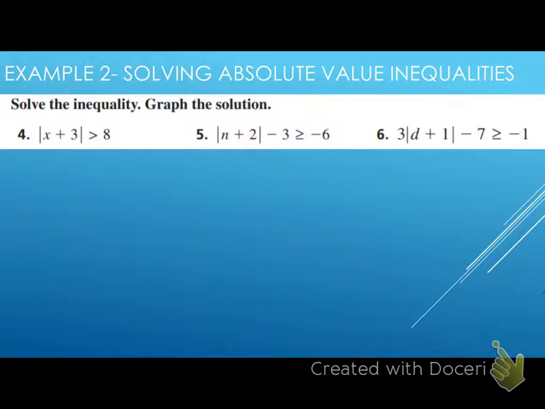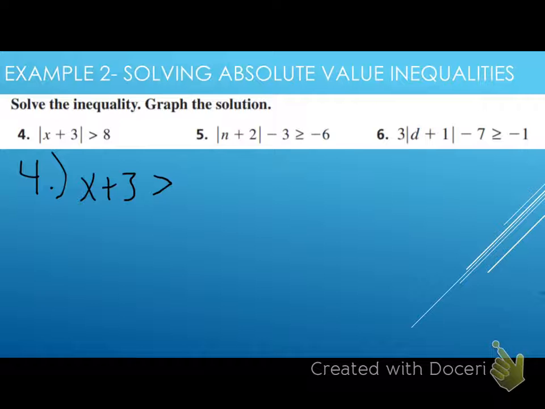Last 3. Number 4. Absolute value of x plus 3 is greater than 8. Is my absolute value by itself? Yes, it is. Is my C value greater than 0? Yes, it is. So can I just set up my two inequalities? Yes. Indeed, I can. Raise your hand if you can give me my first inequality. X plus 3 is greater than 8.